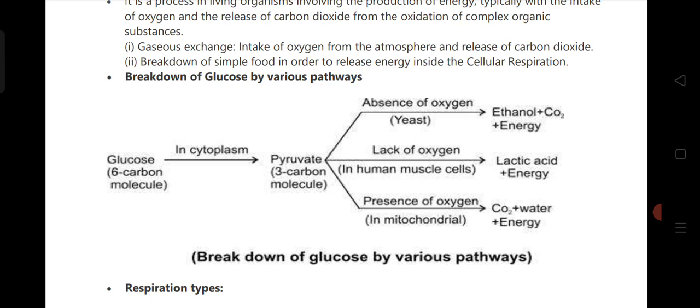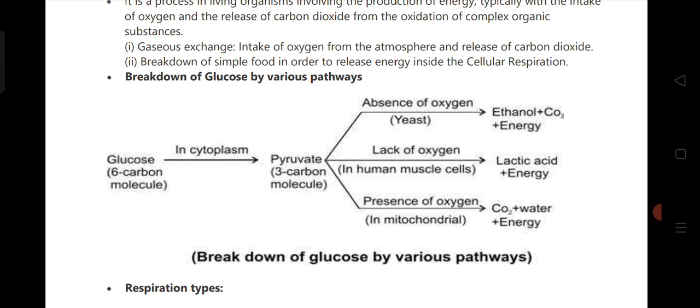The second pathway is when there is a lack of oxygen. There is not enough oxygen present, and due to this the energy is released. The example taken here is human muscle cells. When there is a lack of oxygen, the pyruvate gets converted into lactic acid and the energy is released.